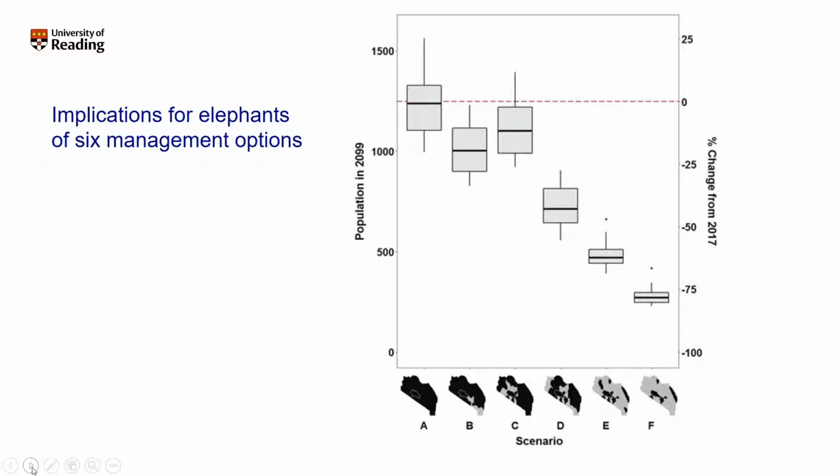She ran the model for the years up to the end of the century. You see that things persist pretty much as now if the whole ecosystem is available. But in the worst case, scenario F, the population declines by about 75% from current values.